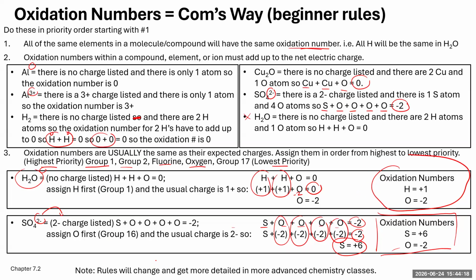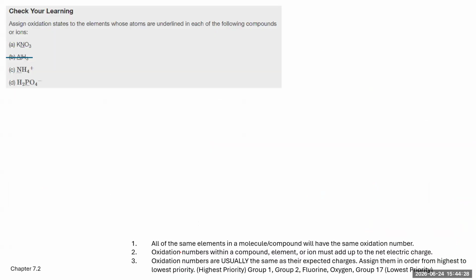Again, the rules will change, but just slightly. All right, let's keep moving. Let's check this. Assign oxidation states to the element whose atoms are underlined in each of the following compounds. So let's try it.